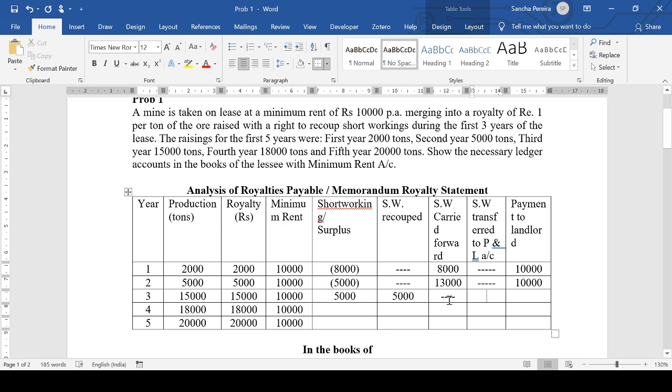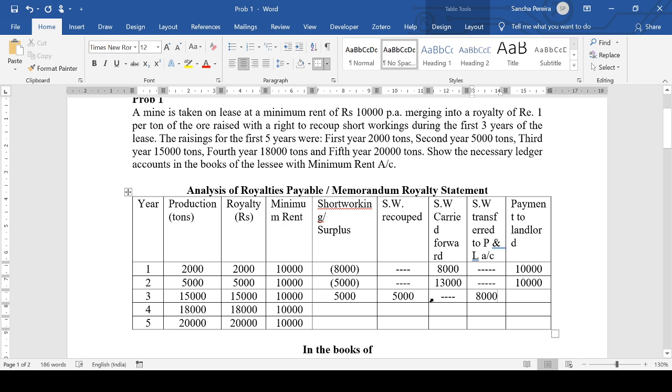But in the profit and loss account, how much are you going to transfer? Total of 13 minus 5, it's going to be 8,000. So out of 13, you were able to recover only 5 and the remaining 8,000 gets transferred to the P&L. If it was say short workings can be recovered in the first 4 years, how much would you have carried forward here? 8,000. This would have been dash because you still have another year to recover.